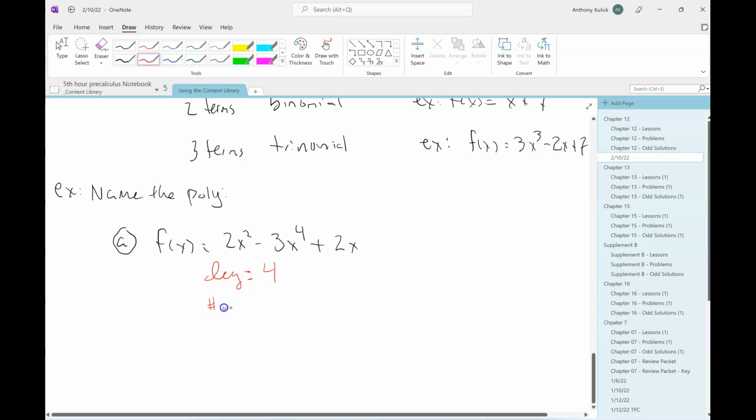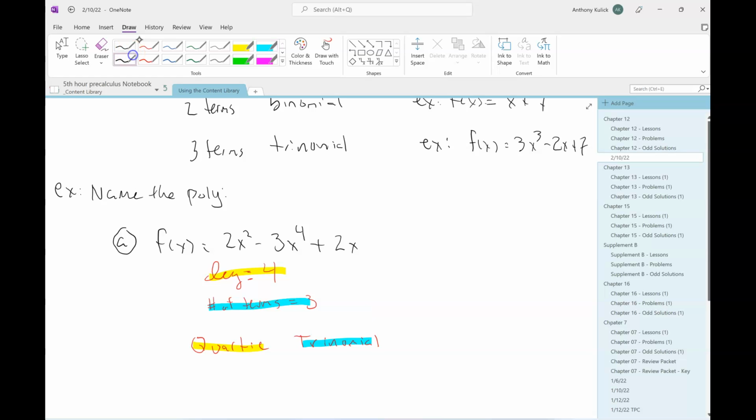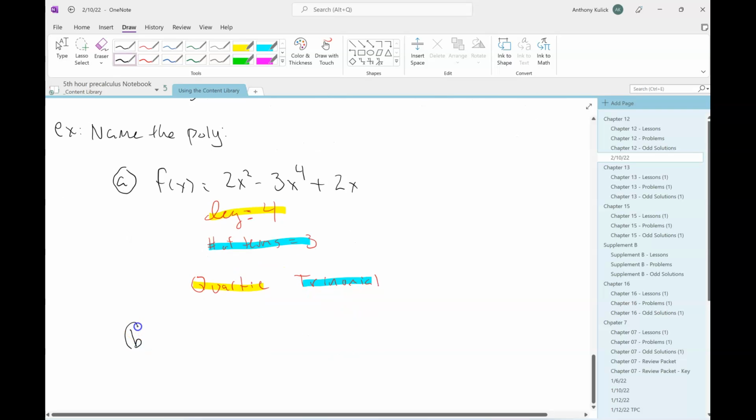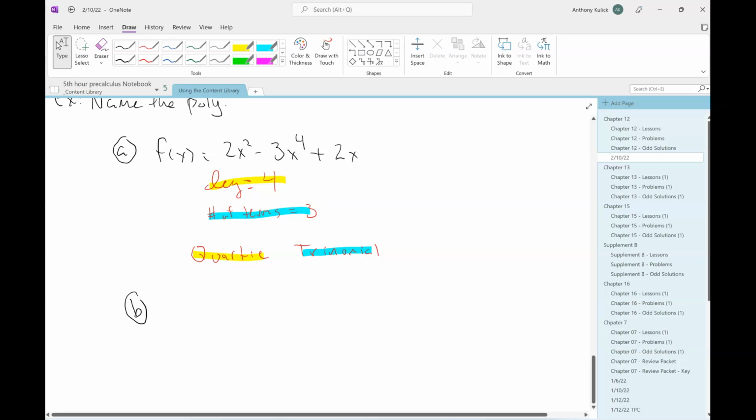And the number of terms is 3. Okay. Since it's degree 4, it would be quartic. And since there's 3 terms, it would be a trinomial. So we'd say that's a quartic trinomial. Right, pretty easy. Let's do one more example just to be sure. Sound good to you guys?